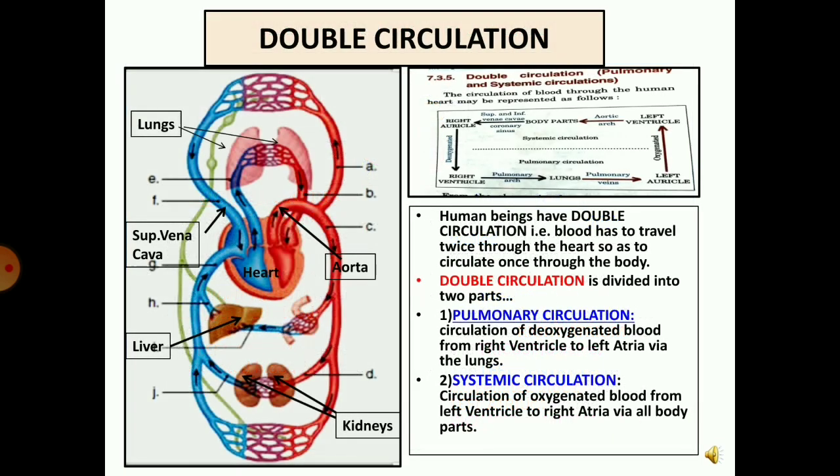In human beings, we have double circulation. Double circulation means blood has to travel twice through the heart so as to circulate once through the body. In double circulation, we have 2 aspects. The pulmonary circulation, circulation of deoxygenated blood from the right ventricle to the left atrium or auricle via the lungs.